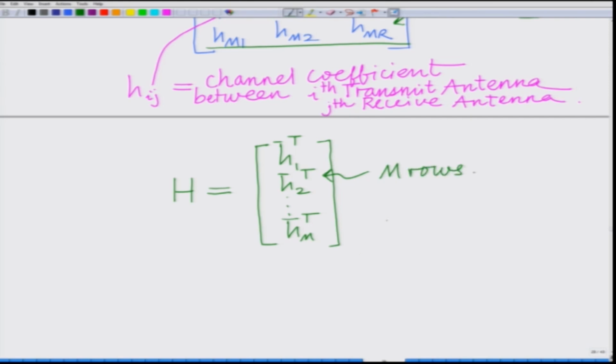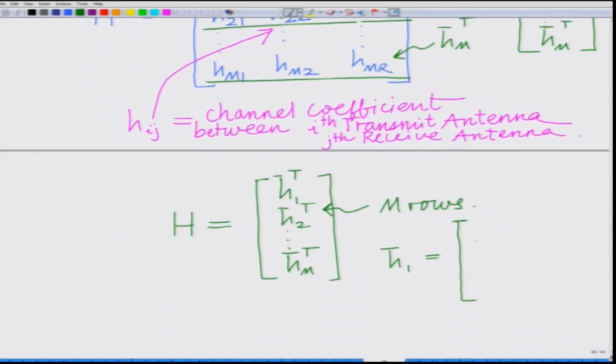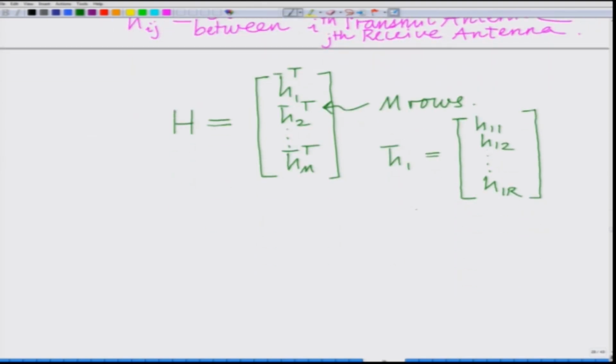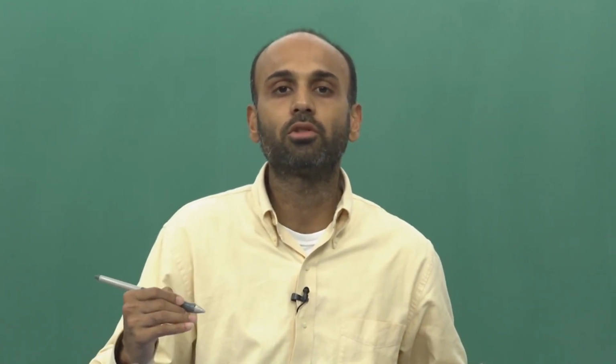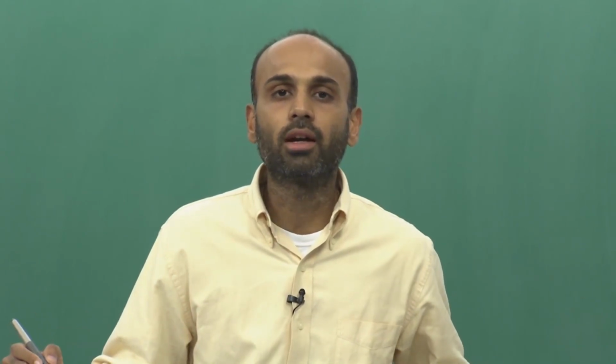For example, H1 bar, from our definition, is H11, H12, and naturally it is of size r, up to H1r and so on. So, this is H1 bar. Similarly, one can define H2 bar, H3 bar up to HM bar. So, the matrix H, which is m cross r, is the collection of m rows: H1 bar transpose, H2 bar transpose, and so on, up to HM bar transpose, alright.